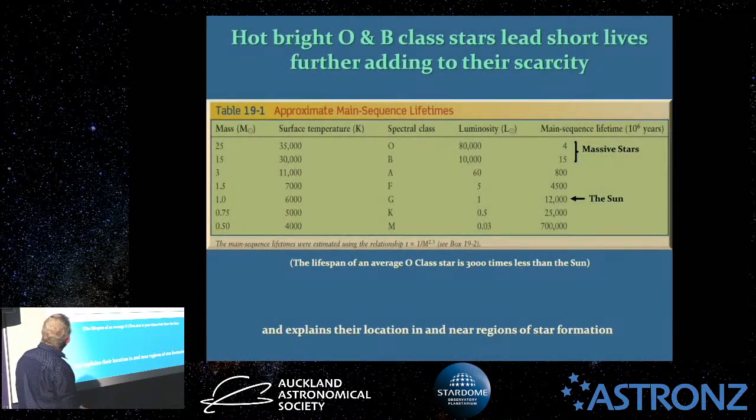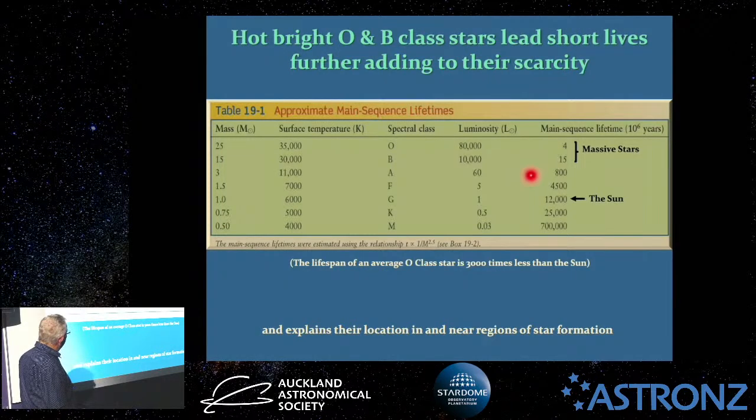I put this one in here, so that's one reason why they're rare, because there's not many of them made. But another thing that makes them very scarce is they don't live very long. And I put this table in here, and this just refers to main sequence stars. And here's one solar mass, so that's our sun here. Our sun will spend about 12,000 million years on the main sequence, which is about 12 billion years, of course.